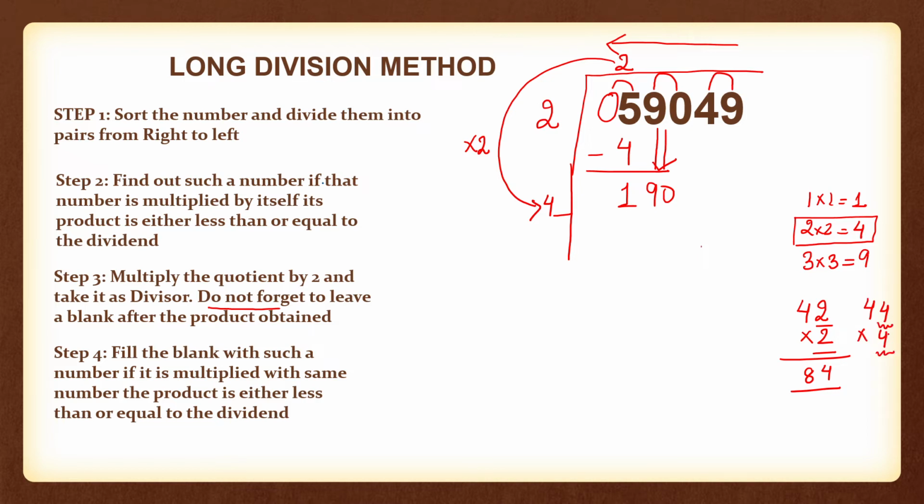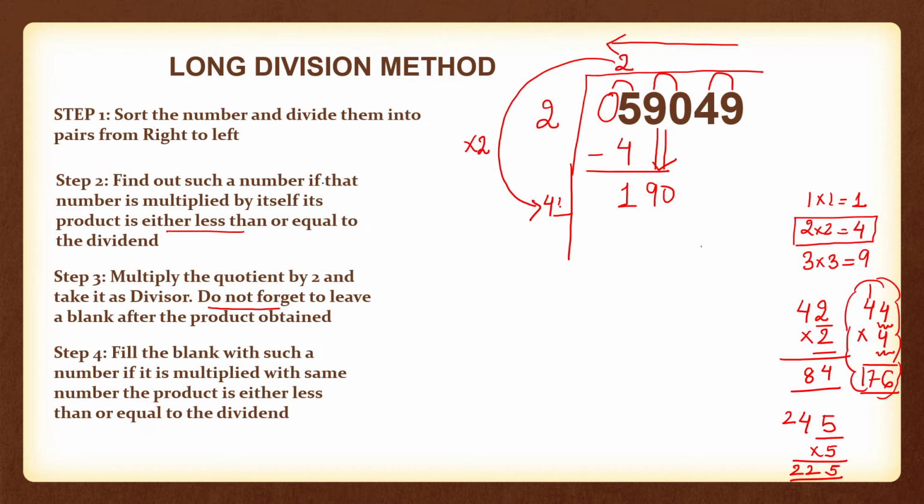Just keep this in mind. You have to multiply by the same number. 4 into 4 is 16. 4 into 4, 16, 17. Still there is scope. We can still move further. Now I am filling this blank by 5. Multiply by 5 only. 5 into 5, 25. 2, 5 for 20, 22. 225. Now 225 is greater than 190, but the product should be less than or equal to it. So we will pick this 44 case.